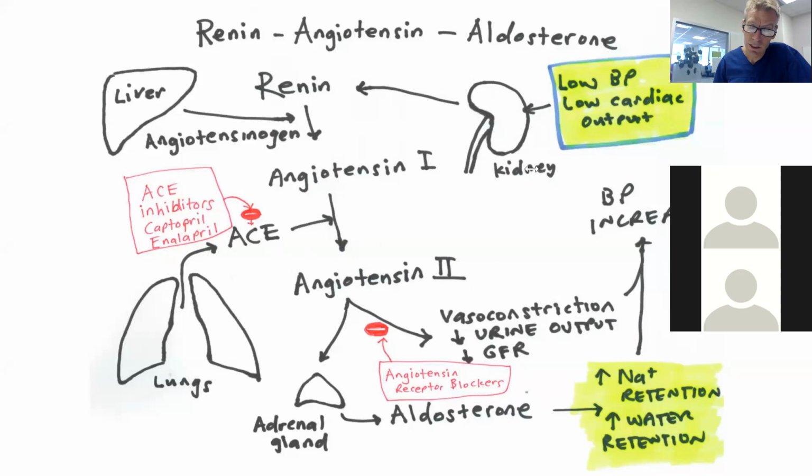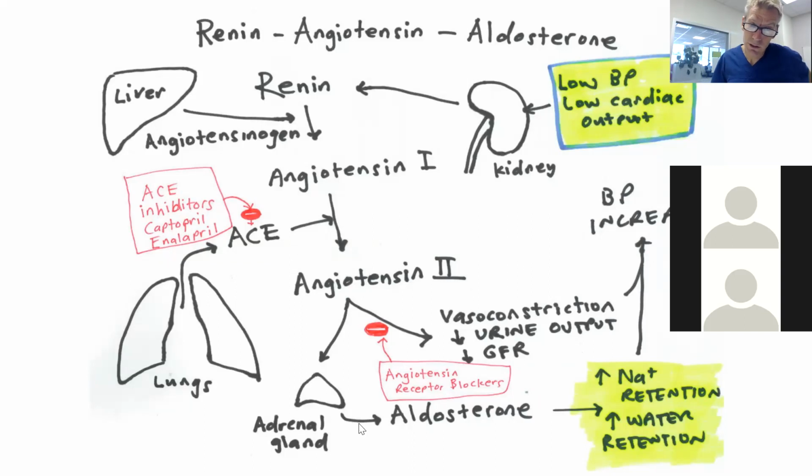It causes intense vasoconstriction, and because of that, it reduces urine output, right? And it reduces glomerular filtration rate. And so what you end up with, as a response to that, is an increase in blood pressure, because you get reduced urine output and increased blood pressure because of angiotensin 2, this intense vasoconstrictor.